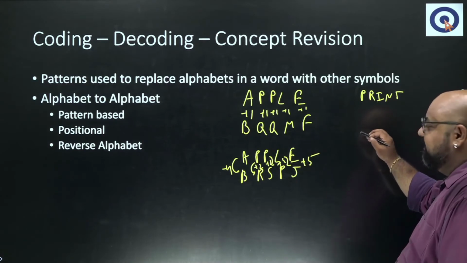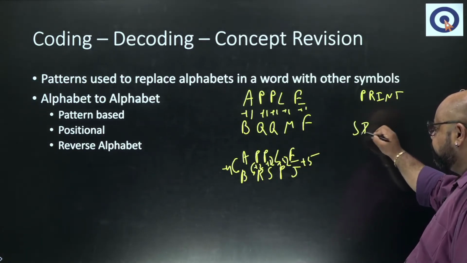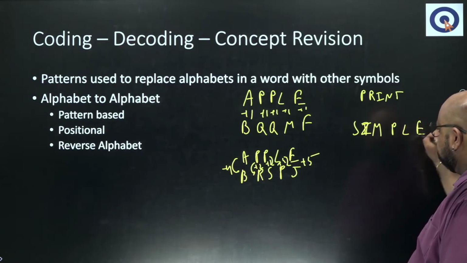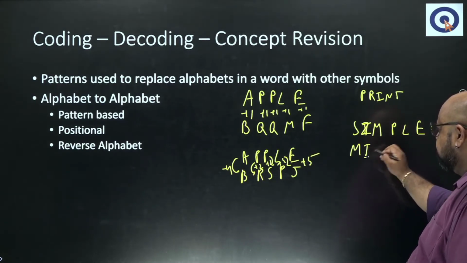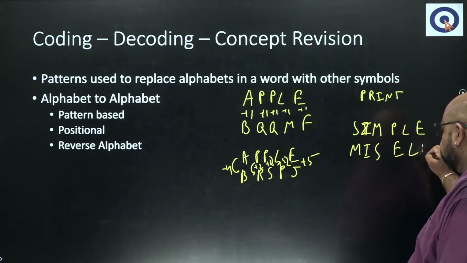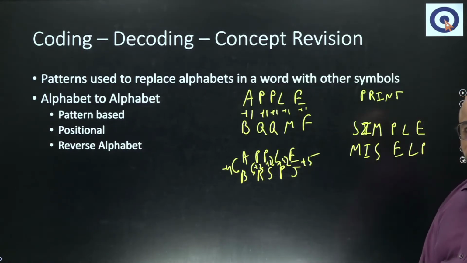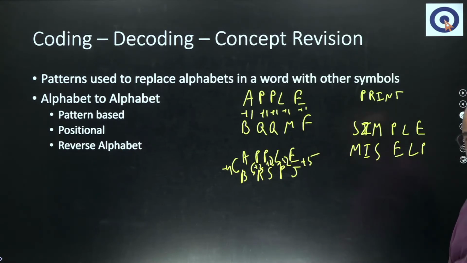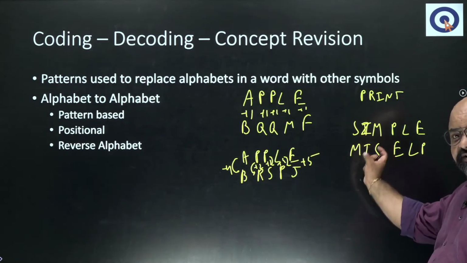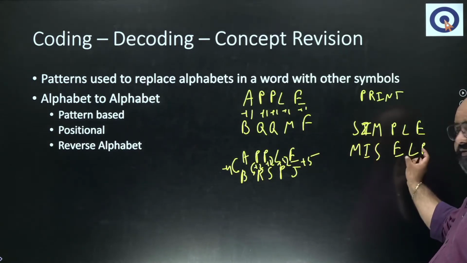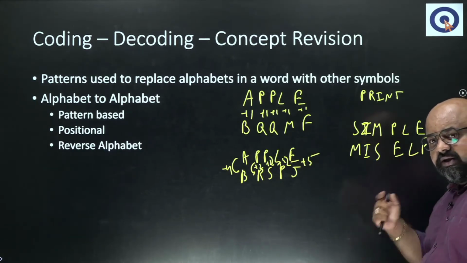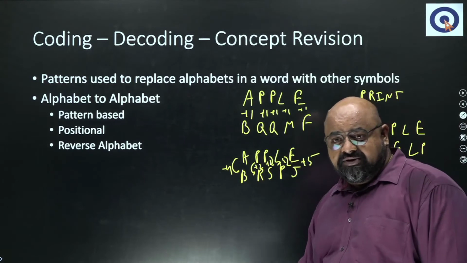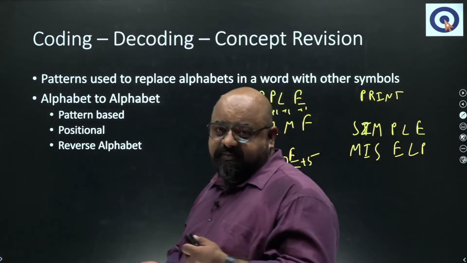For example, if I say SIMPLE is coded as MISELP. So what happens in this code? I took the first 3, reversed them. I took the last 3, reversed them. Similarly, I'll do with the word that is given to me in the question. So this is positional. The positions of the alphabets have been changed.